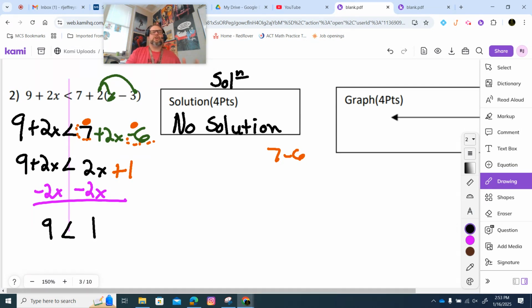Now, how could you graph a solution of no solution? You can't. Okay. So, you know, that's kind of something that's a little unique with that.